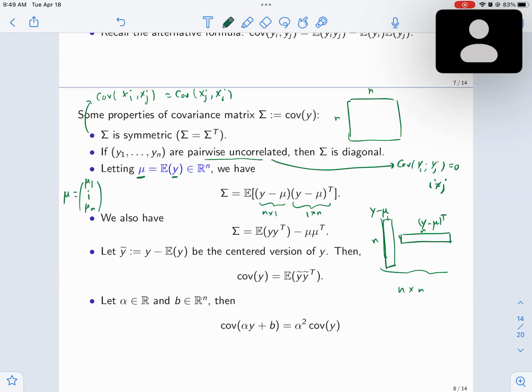And if you take the expectation of it, that would be the covariance matrix. Another way of writing it in a compact form is to call this y tilde, the way we did for the usual random variables. This is the centered version. This is going to be y tilde times y tilde transpose.